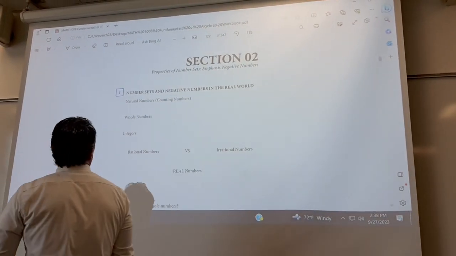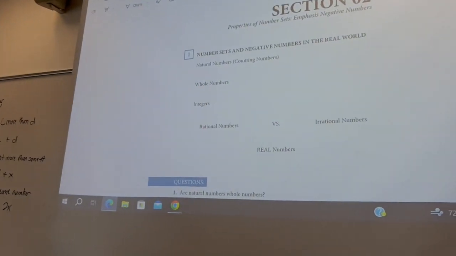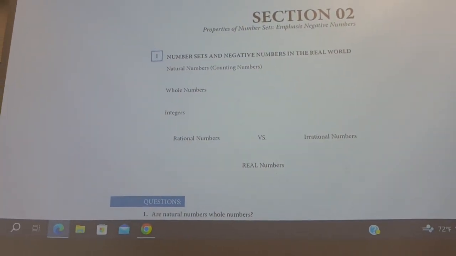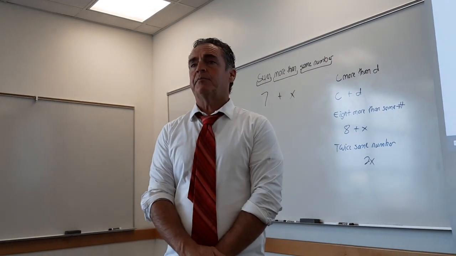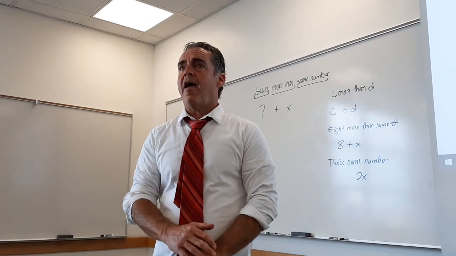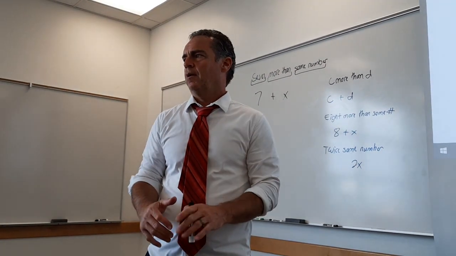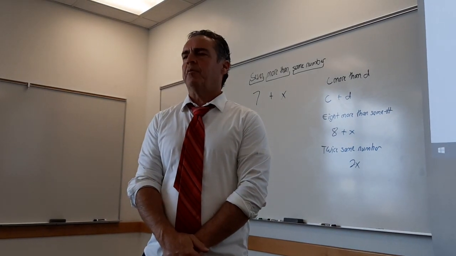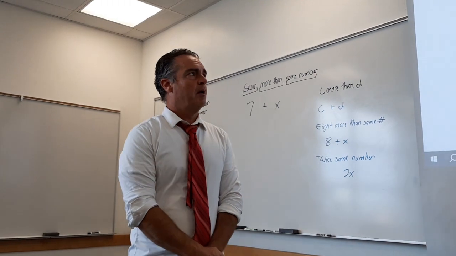Section 1.2. Number sets and negative numbers in the real world. One of the last Karate Kid arithmetic concepts that we do need to go over is the concept of negative numbers. Negative numbers are woven into the fabric of every algebraic problem we will see. And we have to be able to efficiently deal with negative numbers.